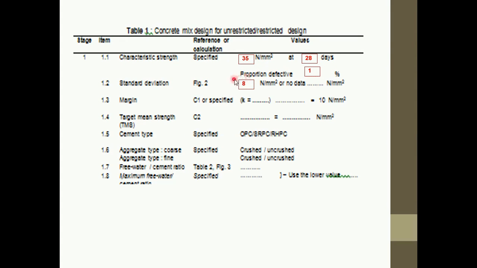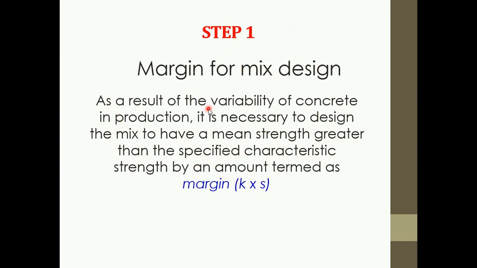Okay, next we move on to margin. Margin is specified, or we refer to C1. So what is margin? As a result of the variability of concrete production, it is necessary to design the mix to have a mean strength greater than the specified characteristic strength. It means that in mix design, we are going to design the strength to be higher than the proposed strength required. So basically margin is the K value, a constant value, times the standard deviation.